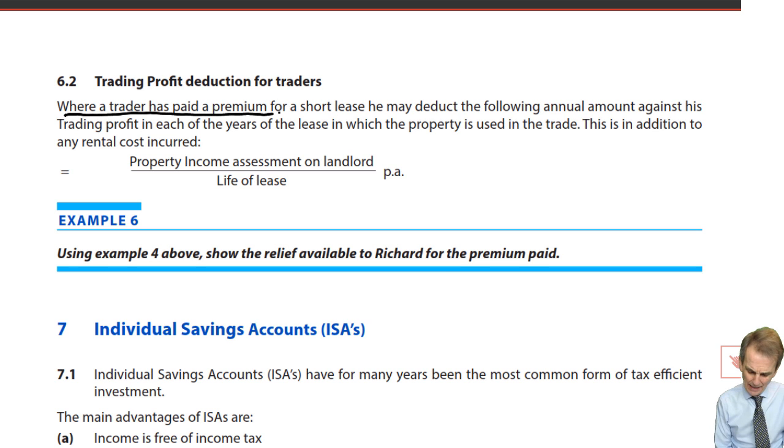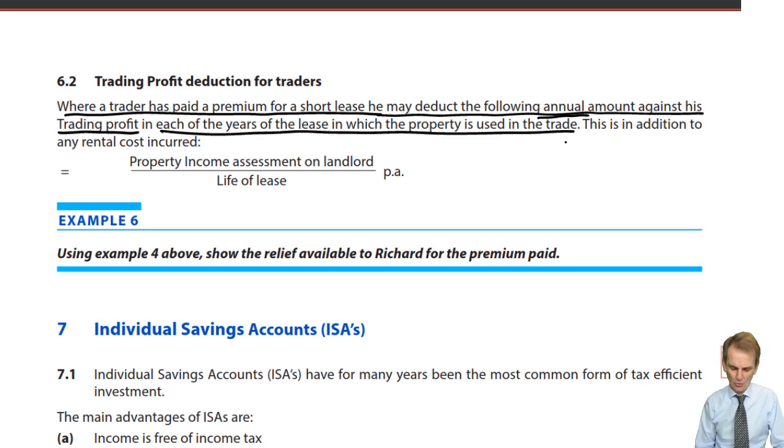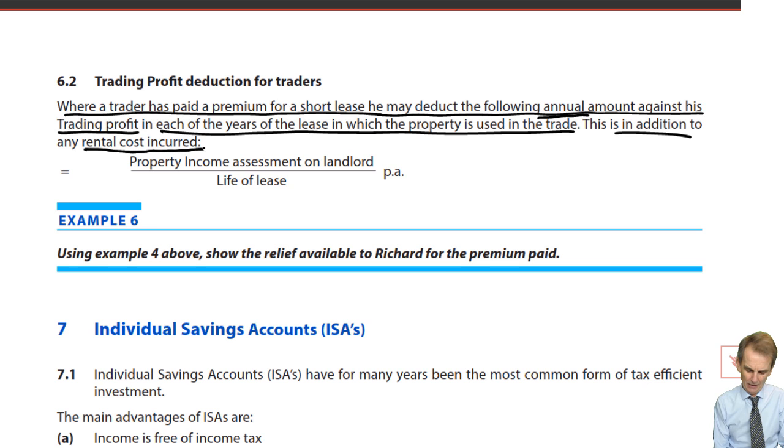Where a trader has paid a premium for a short lease, again, we've identified what we mean by that, he may deduct the following annual amount. So it's not a one-off deduction, it's an annual trading profit deduction, against his trading profit in each of the years of the lease in which the property is used in the trade. This is on top of, of course, the amount of rental payable for that period. So it's in addition to any rental cost incurred.